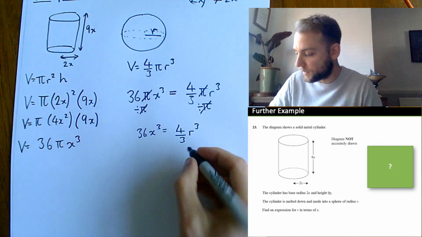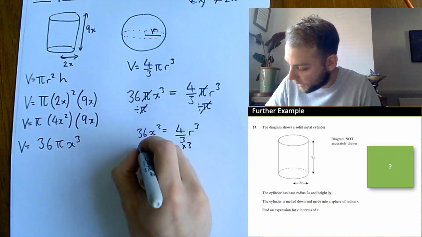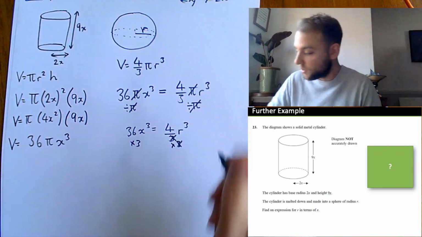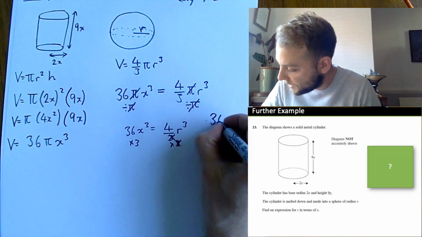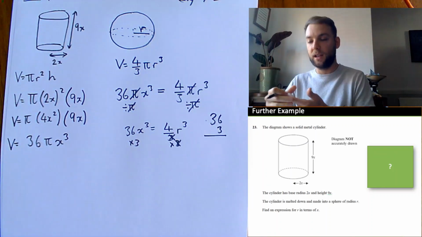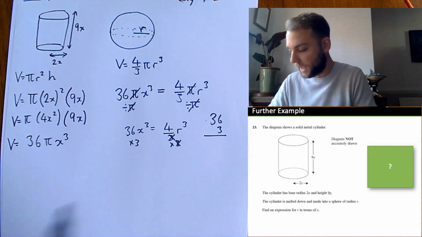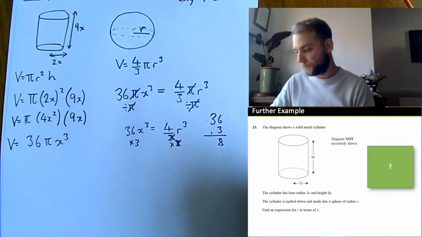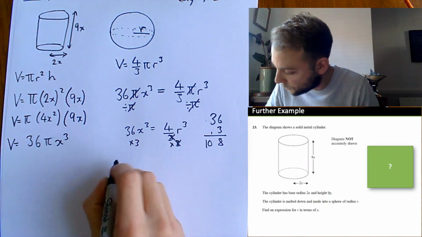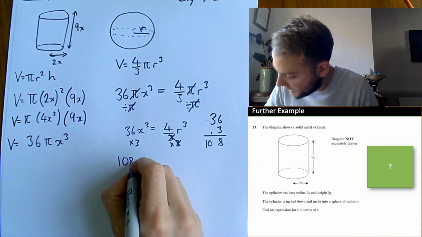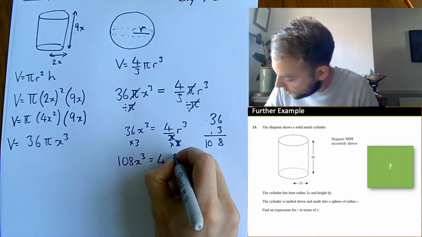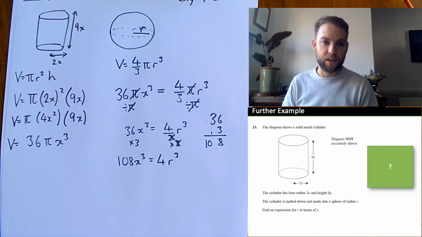The next thing I'm going to do is times up by this 3. So get rid of this 3 by timesing by 3 and timesing by 3. So if I'm timesing this side by 3, because this is non-calculator, I'm just going to make sure I do this right. 36 times by 3. 3 times by 6 is 18, 8 carry the 1. 3 times by 3 is 9, so that's 108. So this is going to be equal to 108 x cubed is equal to 4r cubed.